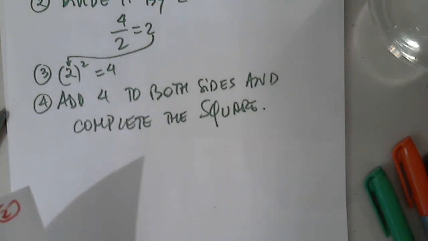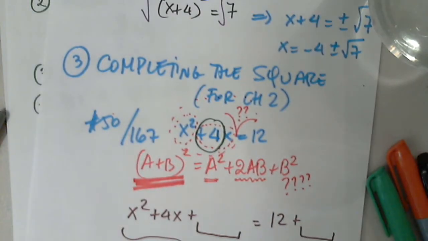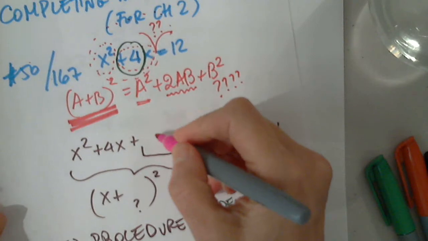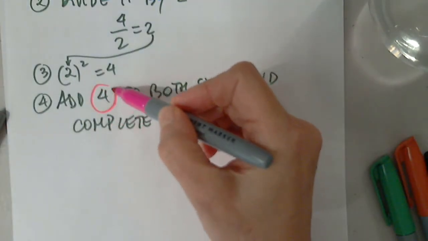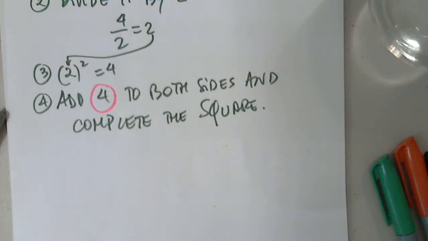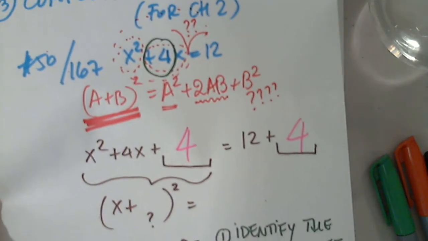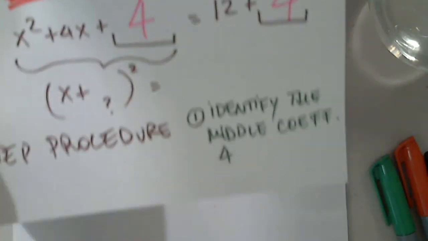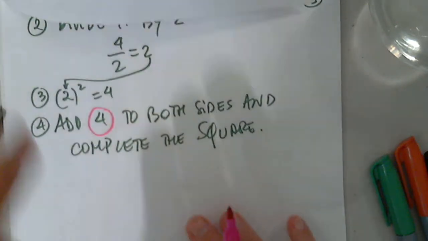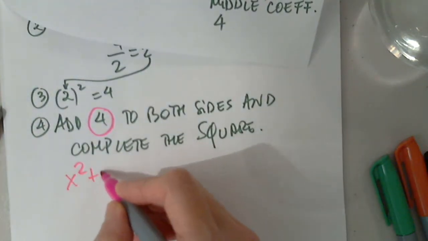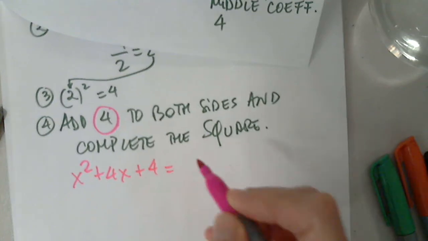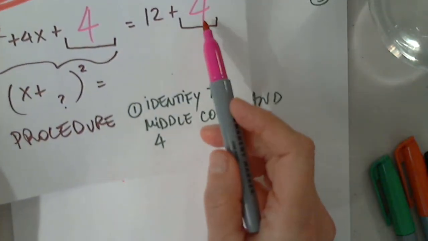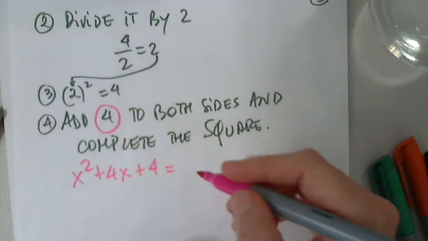Now I'm coming back and I put the 4 where it belongs. This 4 that I need to add to both sides. So then I'll copy the equation here on this page. So then I have x squared plus 4x plus 4. Obviously it's 12 plus 4, which is 16.